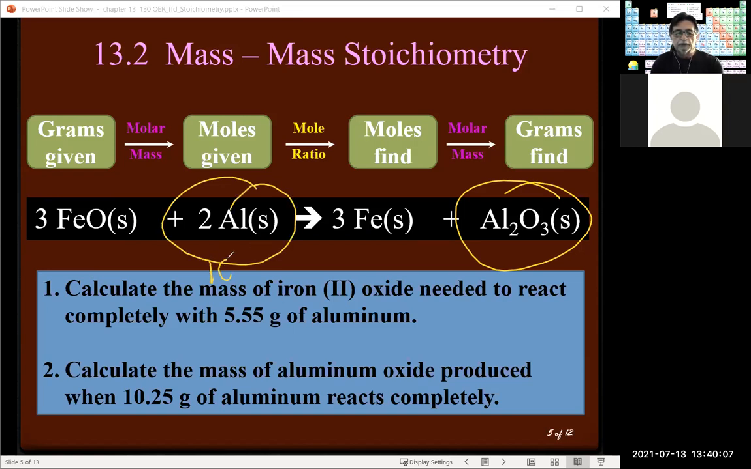And so those are the two compounds we need to be concerned about, just those two. Okay? Yeah, there's a question.